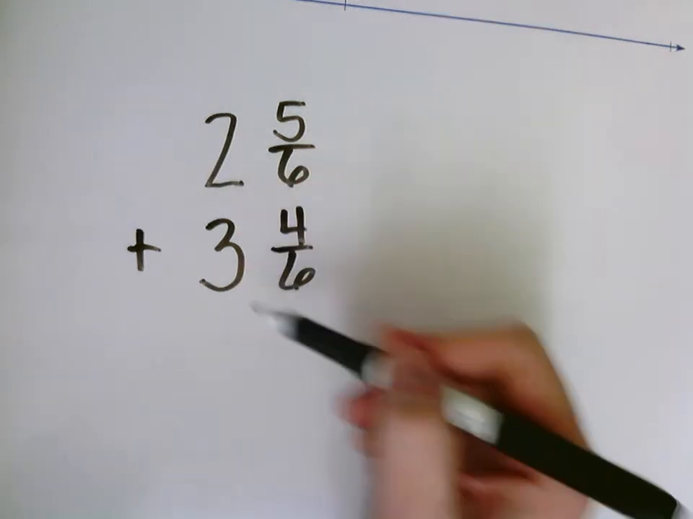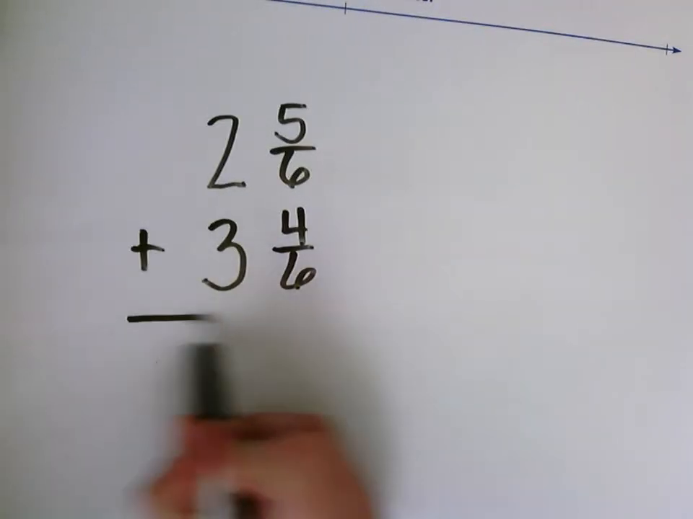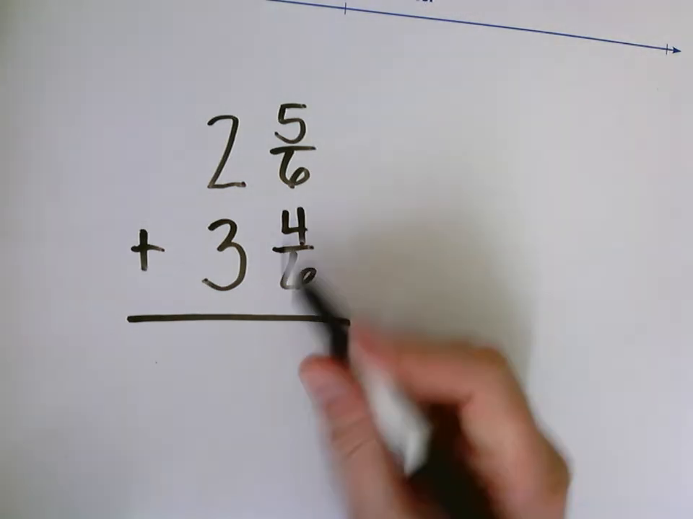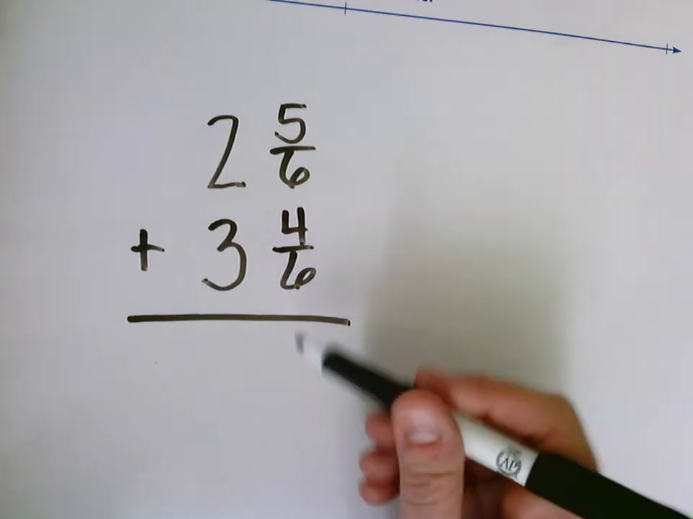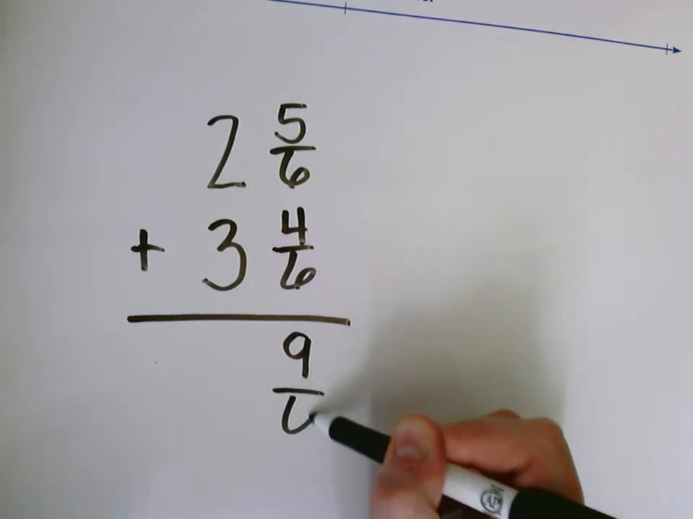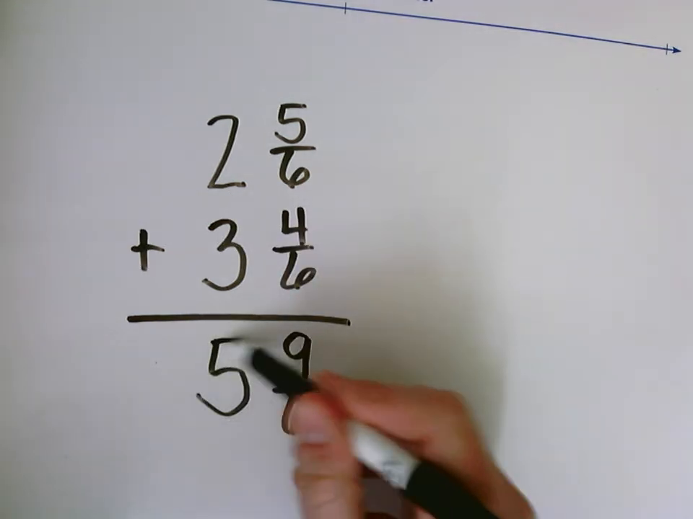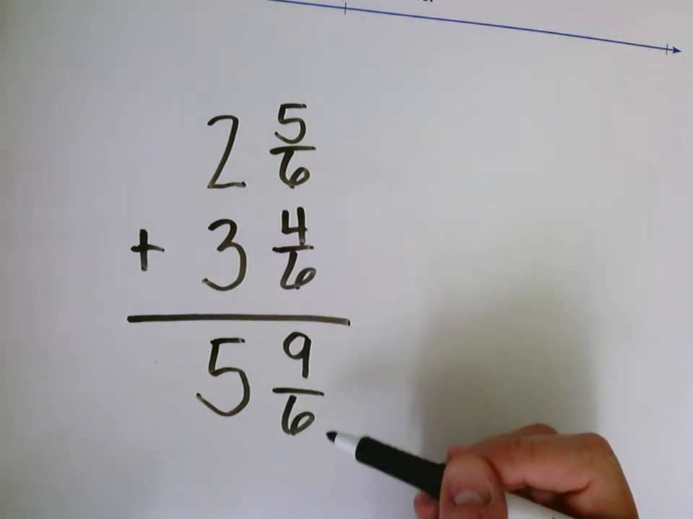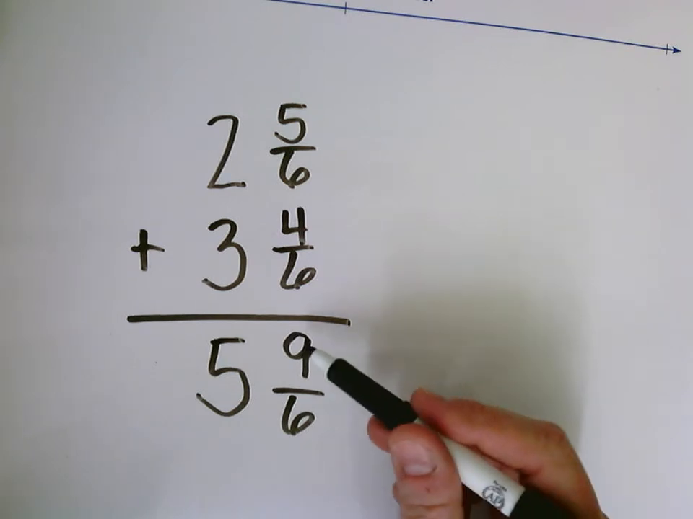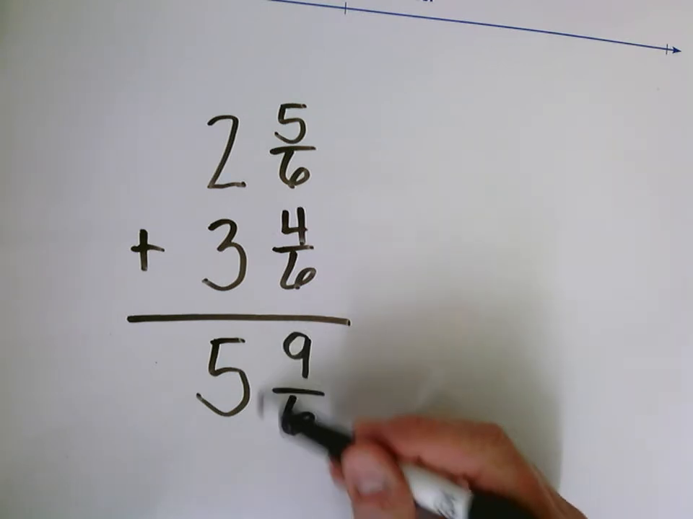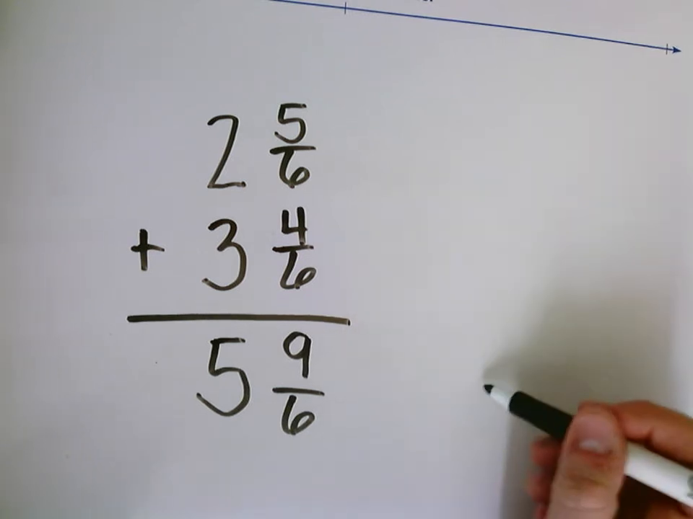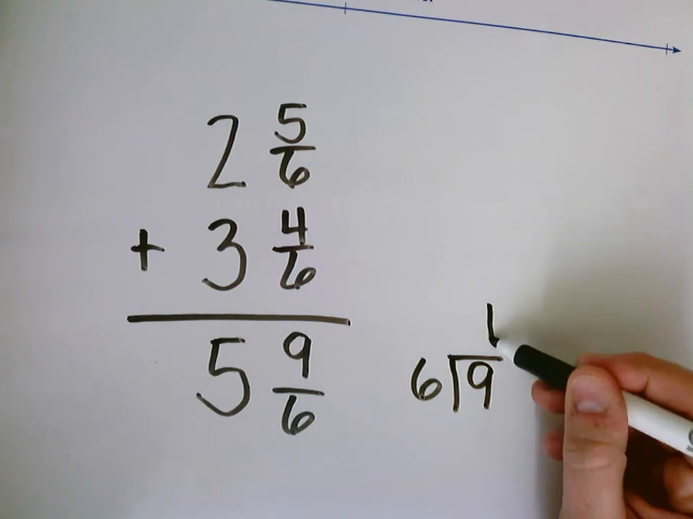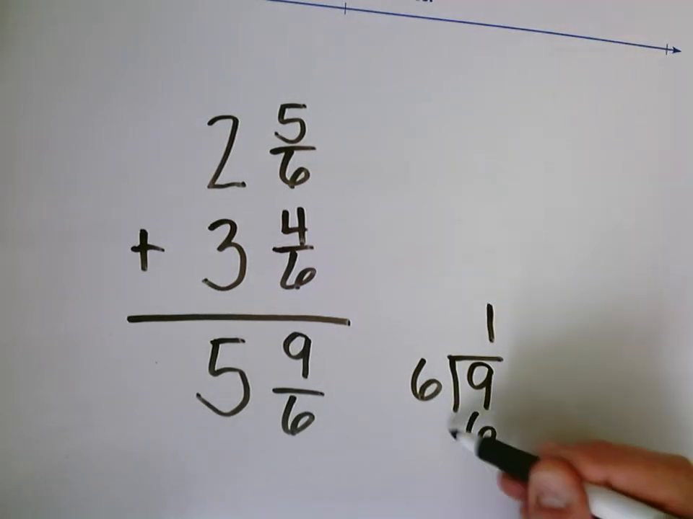Both of these have a common denominator. The fractions are proper, but when I add them, 5/6 plus 4/6, I get 9/6, and I get 5 9/6. The problem here is 9/6 is improper. So I need to change that to a mixed number. All right, so I'm going to divide 9 divided by 6. 6 times 1 is 6, and I will have a remainder of 3.